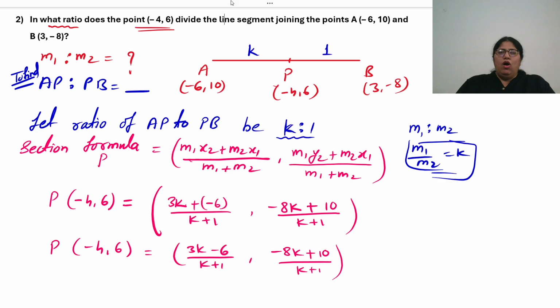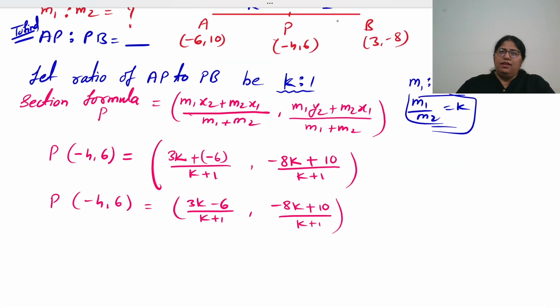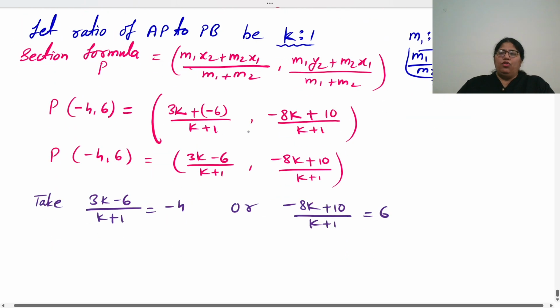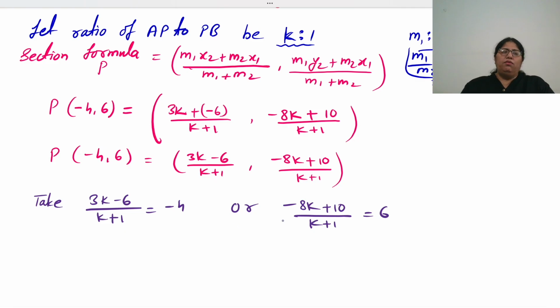Now you can see that if I compare the left hand side and right hand side, either this or this, I can get the value of k. So first, take (3k - 6) by (k + 1) equals -4, or you can take (-8k + 10) by (k + 1) equals 6. To cross check, you can solve both. If you solve either equation, your value of k is going to be the same.